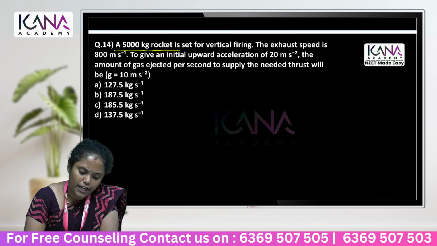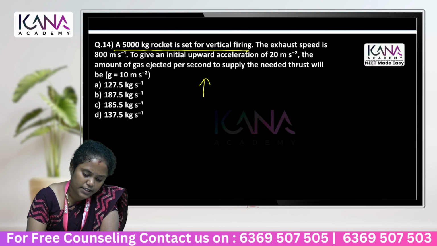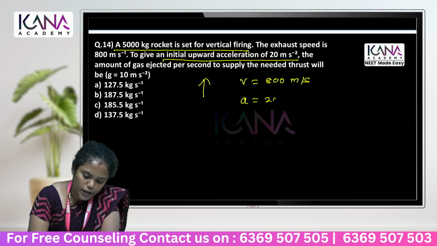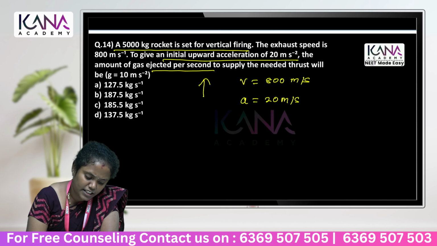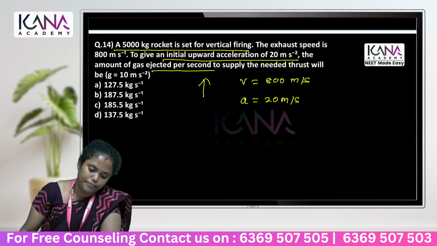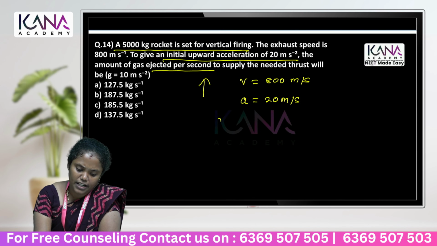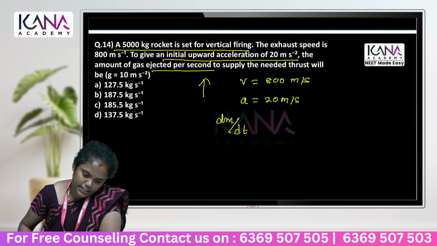5000 kg rocket is set for vertical firing. Exhaust speed is 800 meter per second. To give an initial upward acceleration of 20 meter per second square, the amount of gas ejected per second to supply the needed thrust will be. Okay, நமக்கு என்ன calculate பண்ண சொல்லிருக்காங்க? dm by dt.